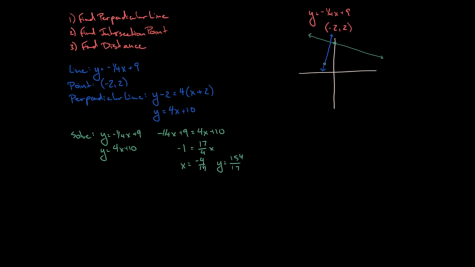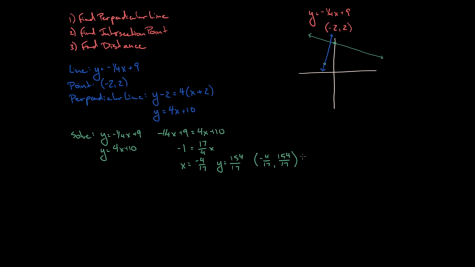Let me double check that. So 4 times this, so negative 16/17 plus 10, which is 170/17. 170 minus 16 is 154. Okay, so not a nice point at all, but that's okay. This is my intersection point, negative 4/17, comma 154/17. Okay, this is what I get for randomly generating a problem.